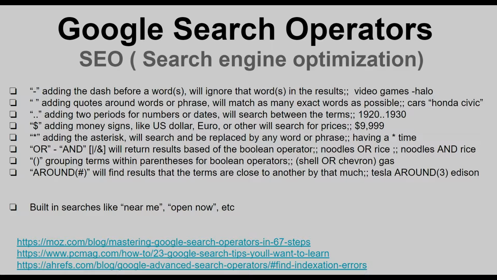And just an example, maybe it'll return Tesla v Edison, so that's around 3 characters close by, right? So if it's like Tesla blah blah blah blah blah, all these words, and then Edison later, it probably will not show that because it's not that close by match. And then of course, you guys probably know some of these, like the built-in searches, like near me, open now, stuff based on price, kind of stuff like that.